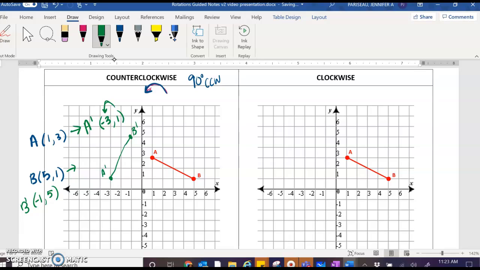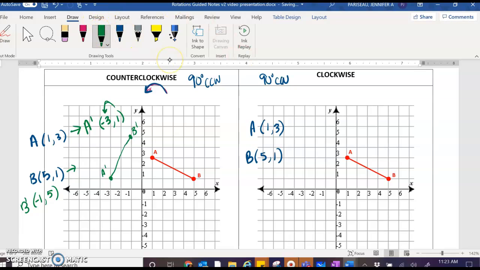So for me, it's not easy to just be like, oh, it's going to end up right here in this position. Okay, so let's do the same thing if we did 90 degrees clockwise. All right, so for the same one, we have the point A, and it's 1, 3. And then we have the point B, and it's 5, 1.